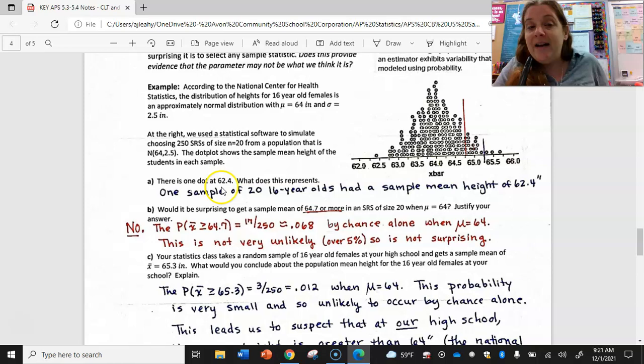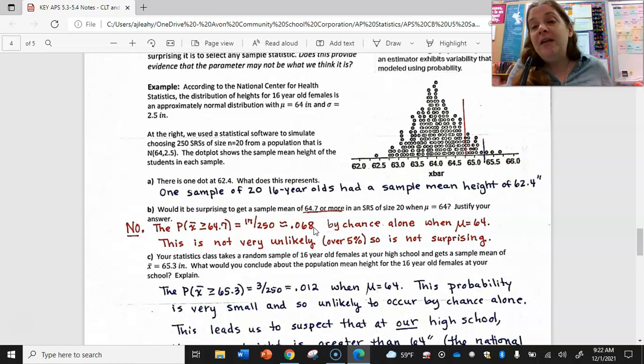So it says there's one dot at 62.4. What does this mean? That means that one sample of size 20 had a sample mean height, an X bar, of 62.4. So each one of these dots represents one sample of size 20 and what its statistic, X bar, was. It says, would it be surprising to get a sample mean of 64.7 or more if the mean is 64? So if I got 64.7, I counted here, there's about 17 dots out of about 250 dots. That's about a 6.8% chance of happening.